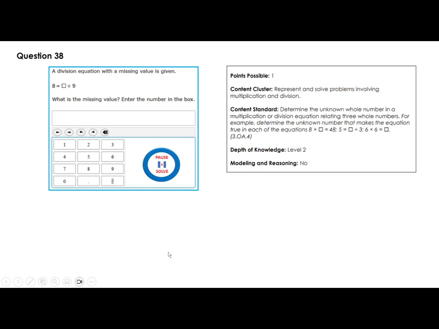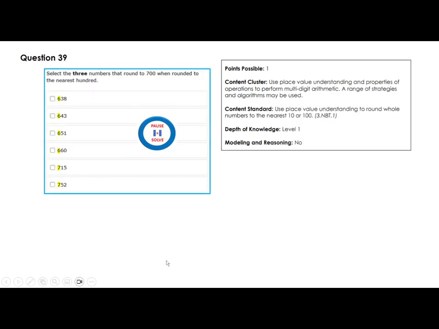Okay? A division equation with a missing value is given. What number divided by 9, you get 8. You turn it into a multiplication question. That's 8 times 9 is what? 72. Again, pause and solve and come back.